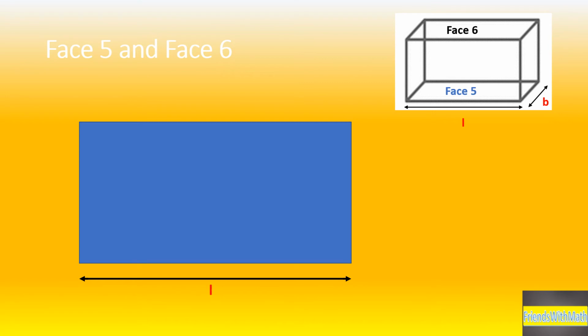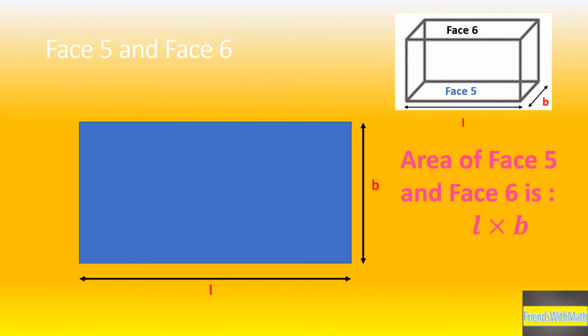Face 5 and face 6, this is the cuboid. Face 5 is the bottom face. Face 6 is opposite to it, that is the upper face. It has the dimensions length and breadth. So this is the length and breadth. So L into B is the area for face 5 and face 6.